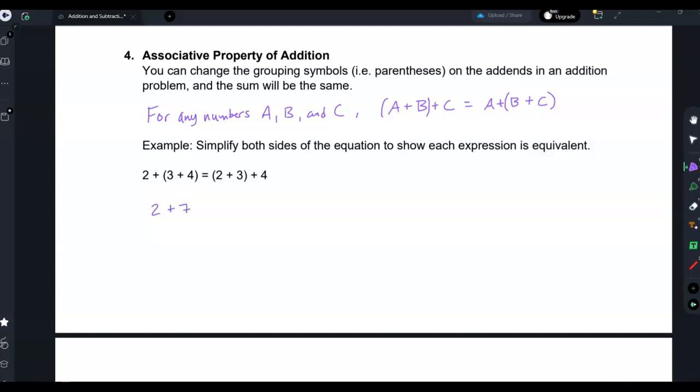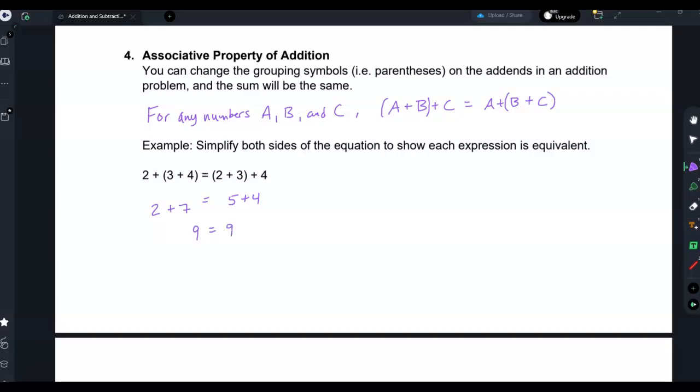On the converse of that, instead of doing the 3 plus 4 first, I could do the 2 plus 3 first. So I'm not changing the order, I'm doing 2 plus 3 plus 4, but I could associate the 2 and 3, and that would give me 5. And then I would bring down my plus 4 from there. So these are 2 different problems, but I'm going to get the same answer. 2 plus 7 is 9, and 5 plus 4 is 9.